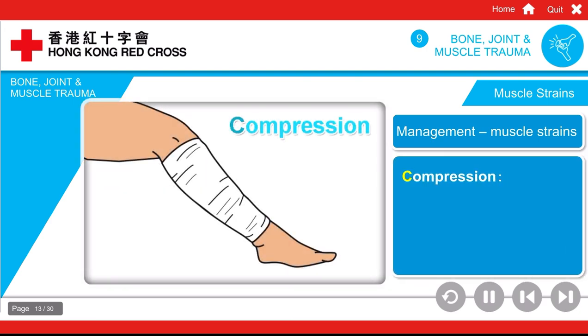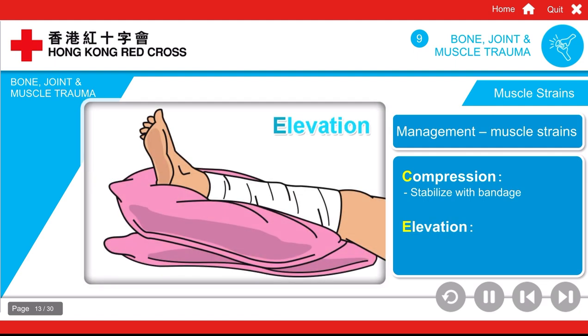C represents compression, which refers to the application of pressure and the use of bandage to stabilize the injured part. Finally, E refers to elevation. In other words, elevate the injured part to prevent swelling. Ask the victim to seek medical advice if the conditions get worse or swelling is severe.